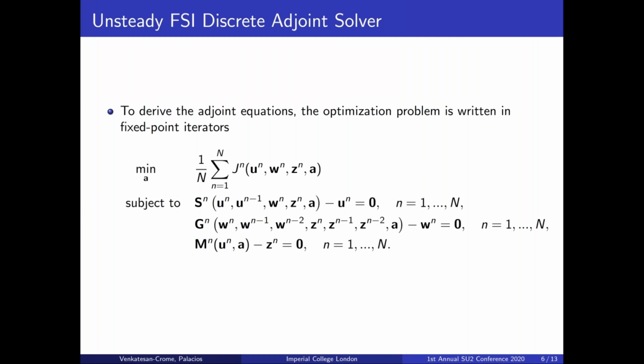The problem is written in fixed-point iterators to allow algorithmic differentiation, and I've included the time dependencies for each of the variables and domains. So for the structure, we use Newmark integration for the time integration, which introduces the dependency on one previous time step, and for the fluid domain, we use a second-order dual time stepping strategy, which introduces the dependency on 2 previous time steps.